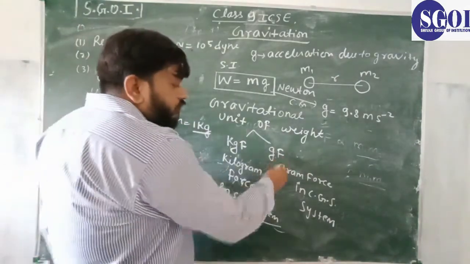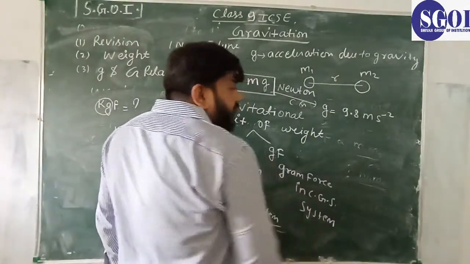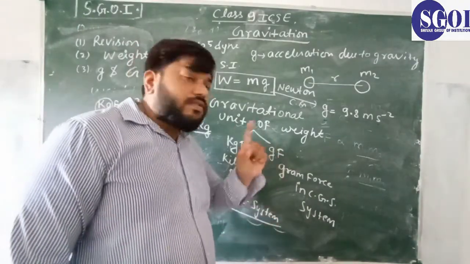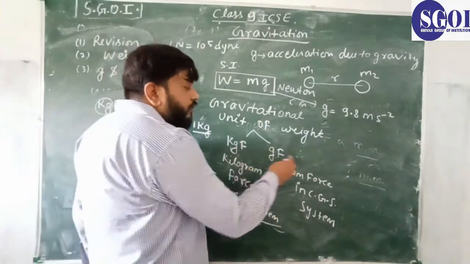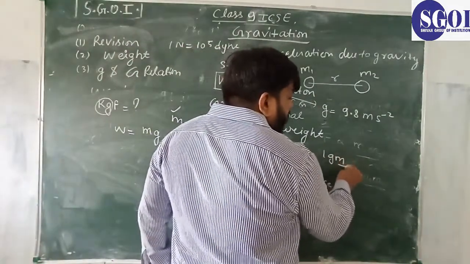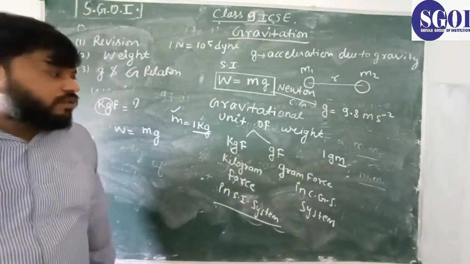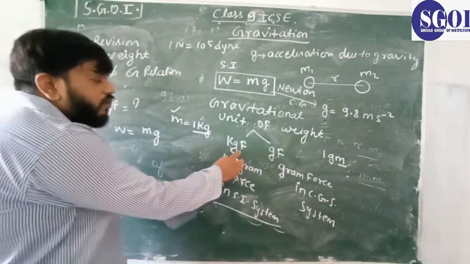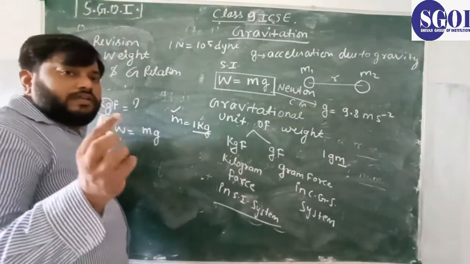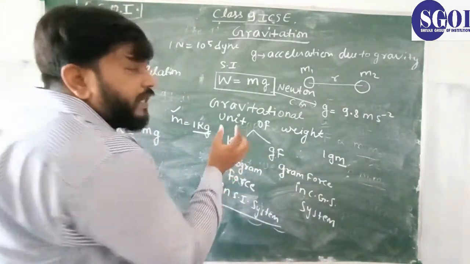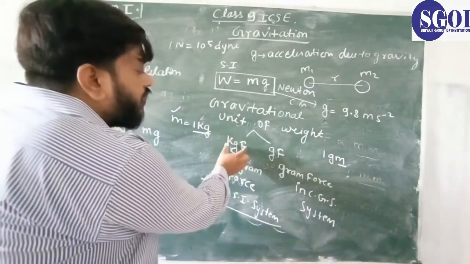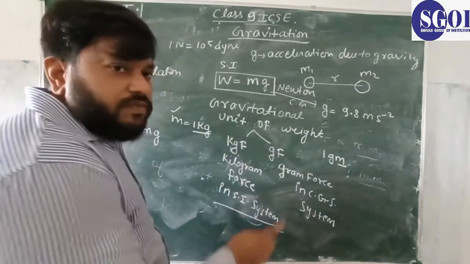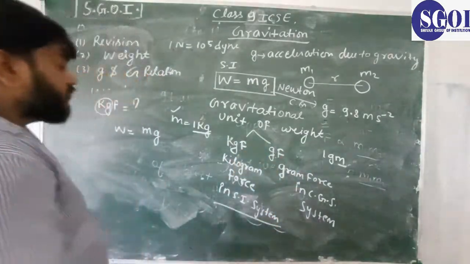And what is 1 gf? The force applied by the earth on an object whose mass is 1 gram is called 1 gf. So there is a definition for 1 kgf and 1 gf. The weight of an object whose mass is 1 kg is called 1 kgf, and whose mass is 1 gram is called 1 gf.